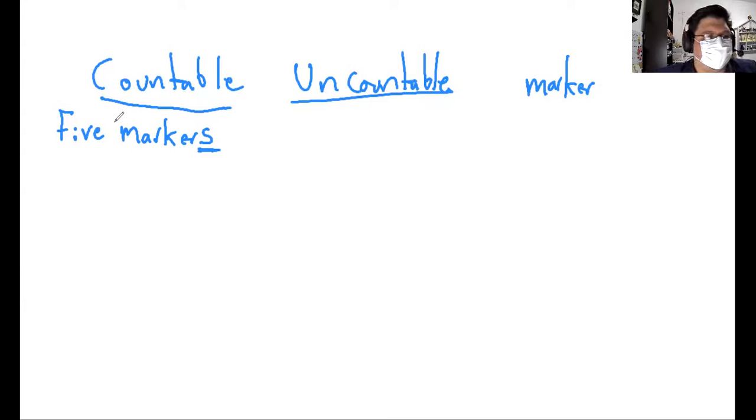Let me put another example: pen. What do you think? Is pen countable or uncountable? Countable, right? Because we could say one pen, two pens, three pens. That's simple, right? That's why it's countable, and we can add an S.